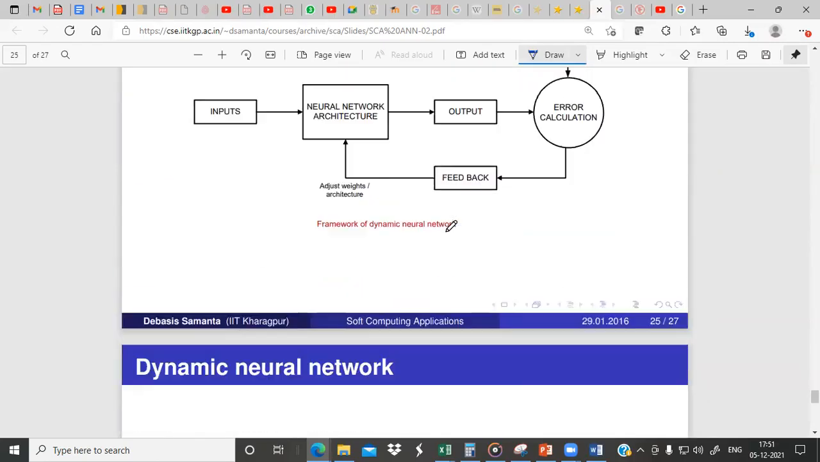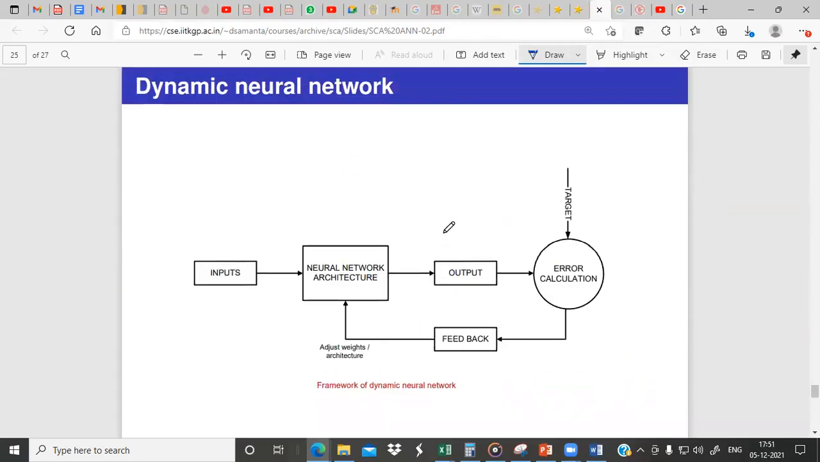Back propagation is used in a dynamic neural network, and the architecture is shown here. The inputs go to the neural network architecture, which produces an output. Based on the output, we calculate the error. We calculate the error as actual output minus target. Target means the expected output. We subtract both, and based on that, we give feedback to the neural network. Based on this feedback, the weights will get adjusted.